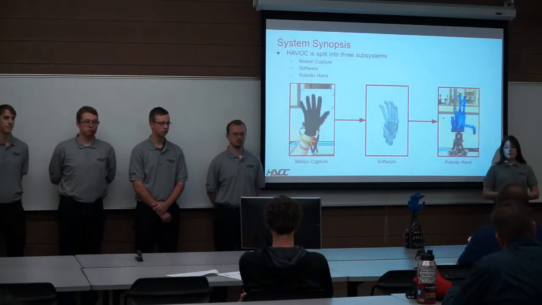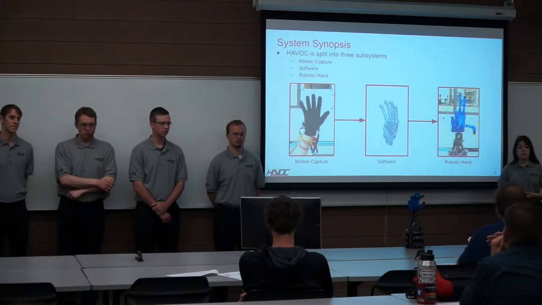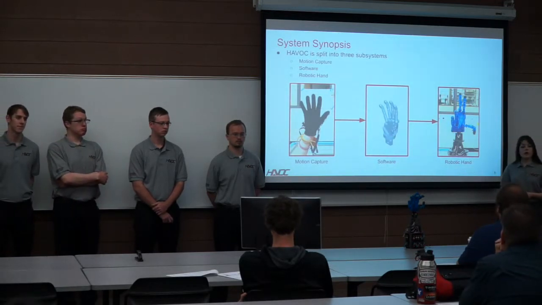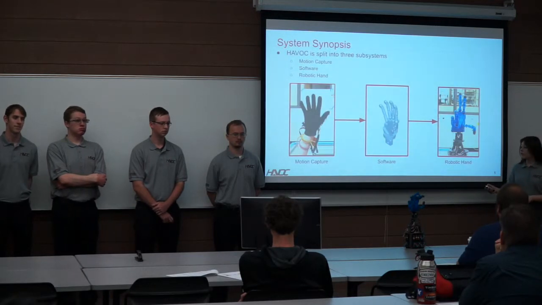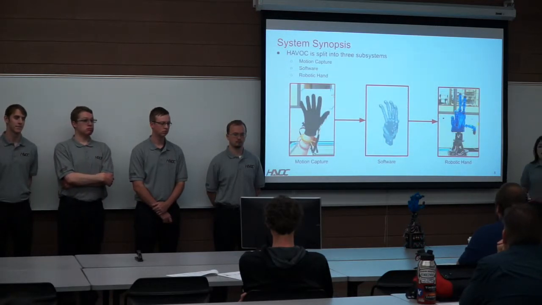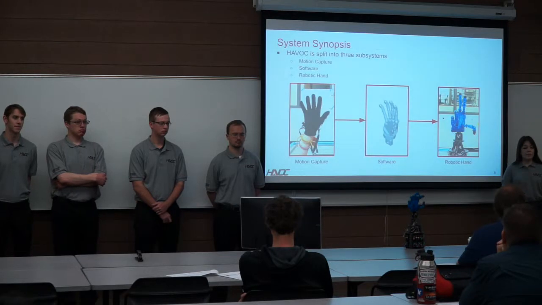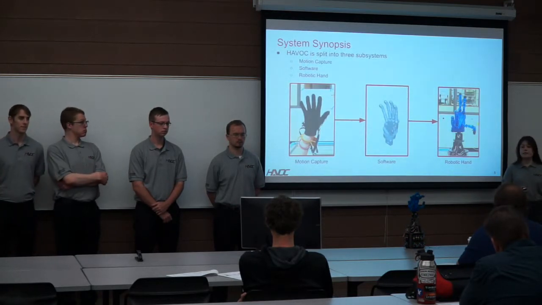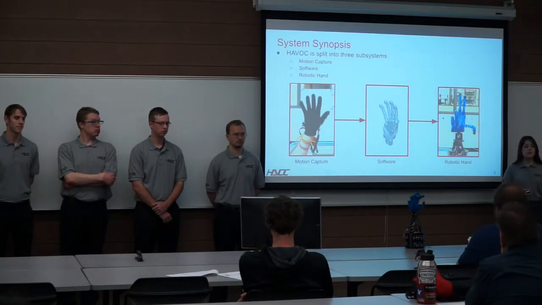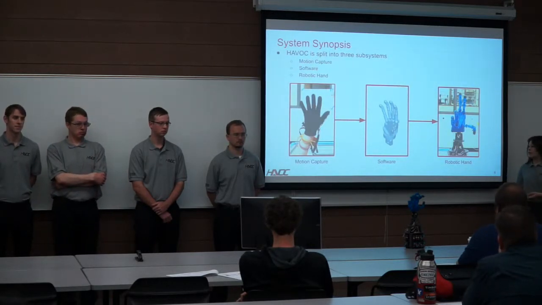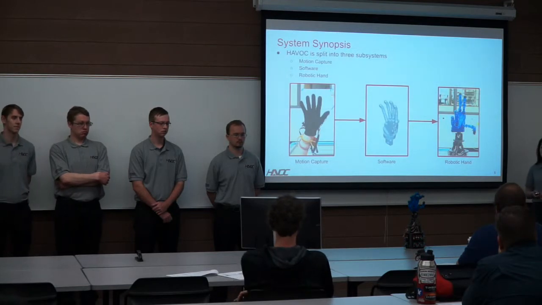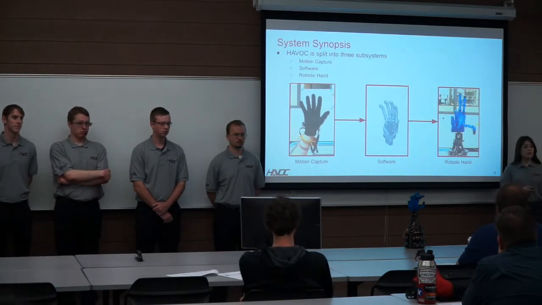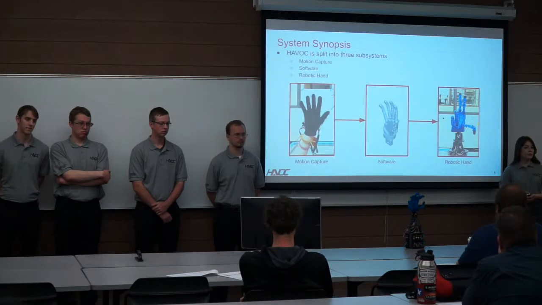So the system synopsis: there are three subsystems: the motion capture, the software, and the robotic hand. The motion capture grabs the position and orientation of the operator's hand, and it sends it to the software, which takes those data points and makes them into actuation commands. Then these commands are sent to the robotic hand, which then uses those to mimic the operator's hand movement.